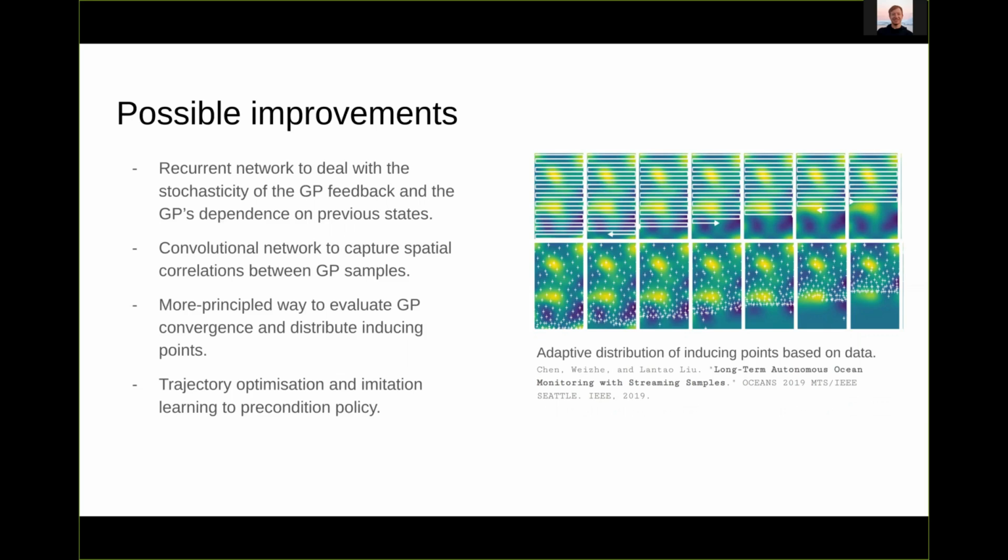Lastly, pre-training a policy on a large set of optimal paths with trajectory optimization and imitation learning may prove to significantly speed up convergence to an optimal policy. We intend to investigate these things in our future work.